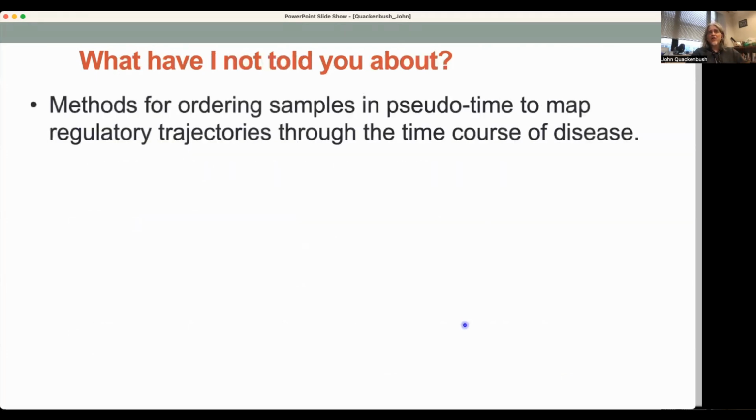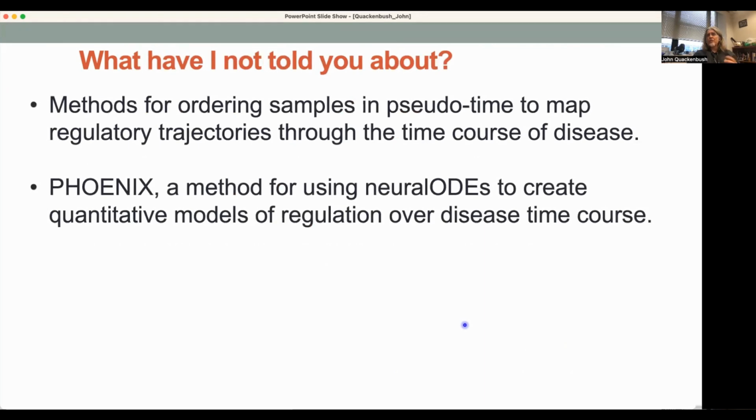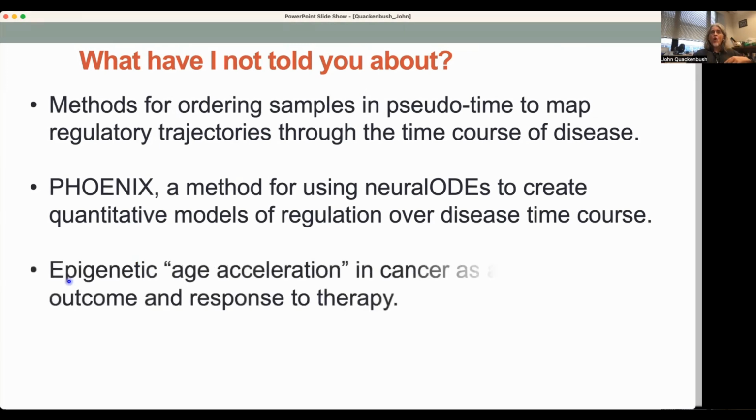So there are lots of things I haven't told you about. We have methods for ordering samples in pseudotime. You can imagine if we take all of our networks and look at us along the progression from health to disease, we're going to fall at different time points. And by looking at that, we can look at the temporal or pseudotemporal evolution of regulatory processes. We've also developed Phoenix. This is work of one of my graduate students, Intekhab Hossain, a method that uses neural or ordinary differential equation solvers to actually create quantitative models of gene expression as differential equations that we can use to model genome-wide regulatory networks over time.